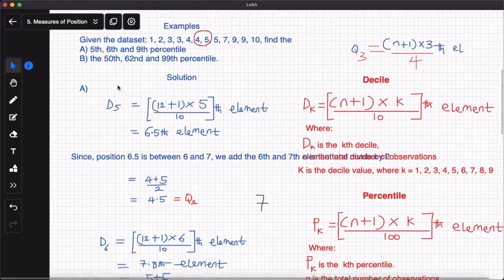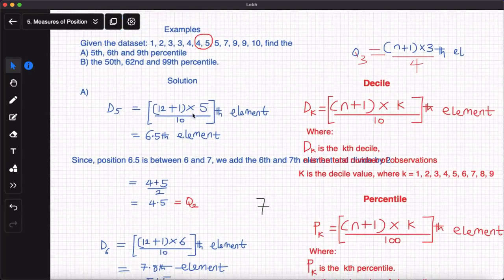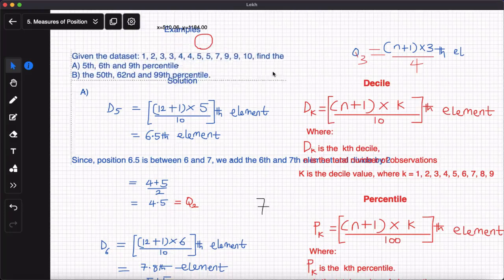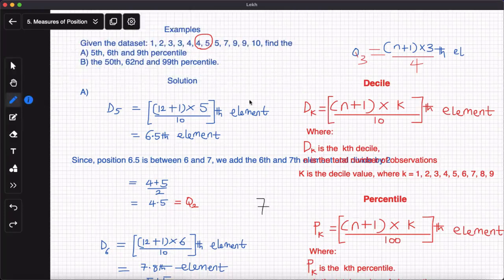Okay, we are looking for the 5th decile, so k is 5, and n is 12. Don't forget that. So 12 plus 1 multiplied by 5 divided by 10 will give us 6.5. But 6.5 is between 6 and 7. So that means we are interested in the 6th and 7th element. The 6th element happens to be 4 and the 7th element happens to be 5. So we add them together and divide by 2. That gives us 4.5. So that's what you are seeing here.